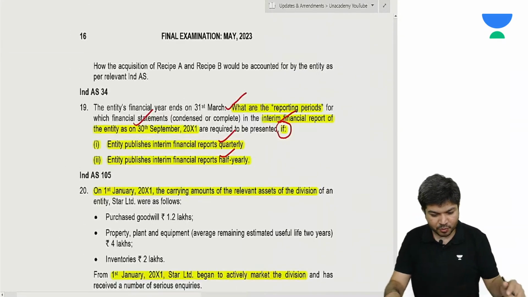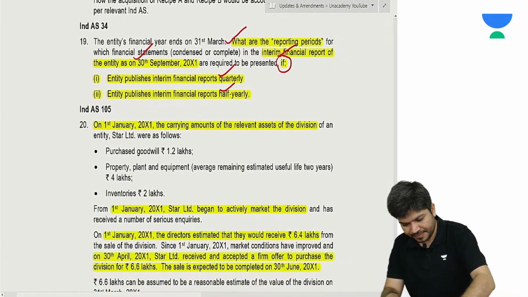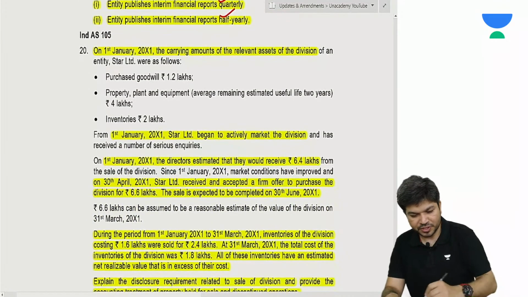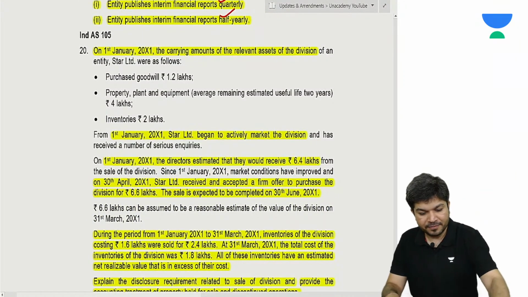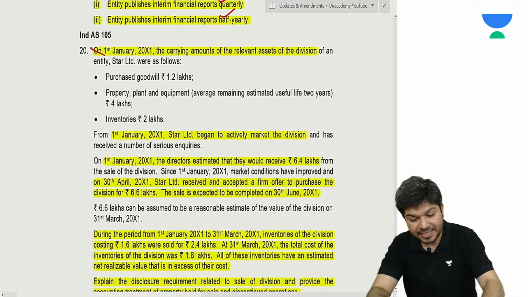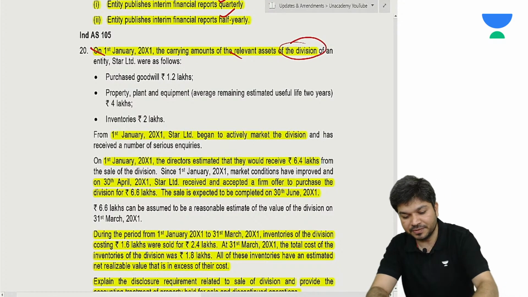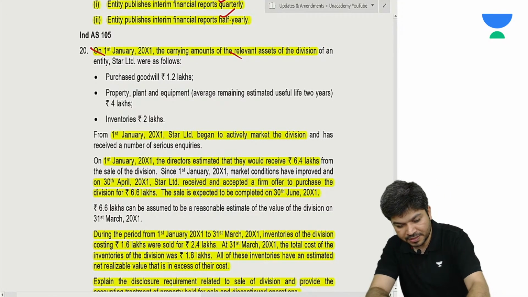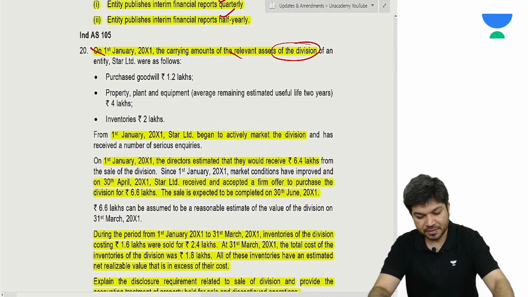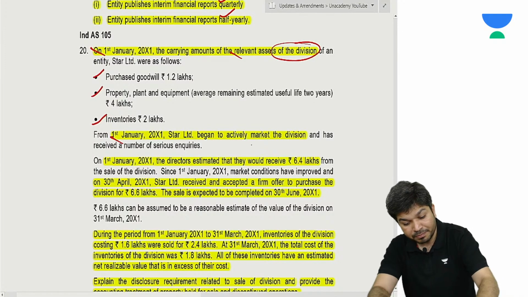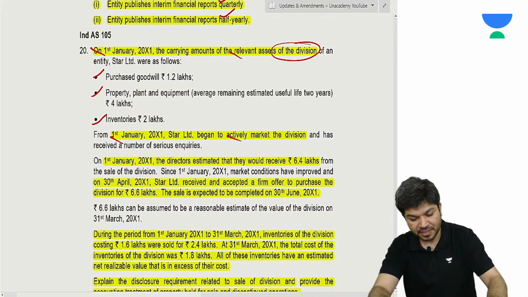Okay, last question, question number 20. On 1st January, the carrying amount of relevant assets of a division. So there's one division, and its assets were goodwill, PP, and inventory. On 1st January, you begin to market the division and you estimate you will get 6.4 lakhs.